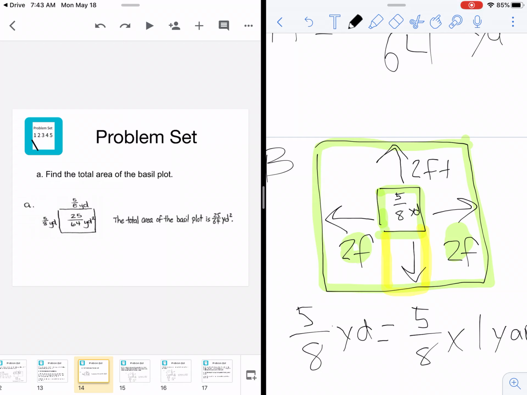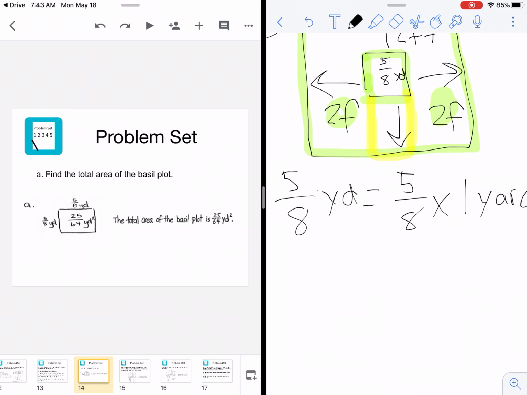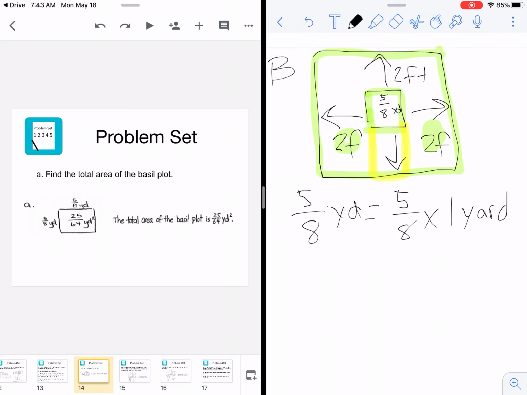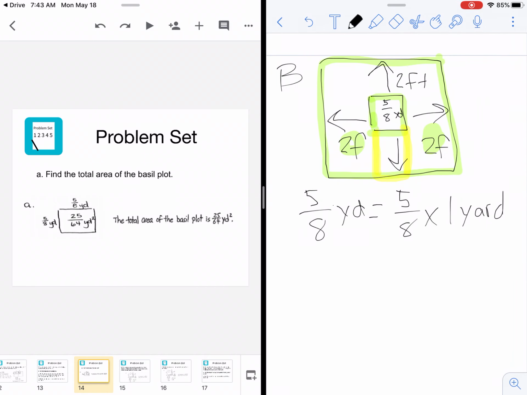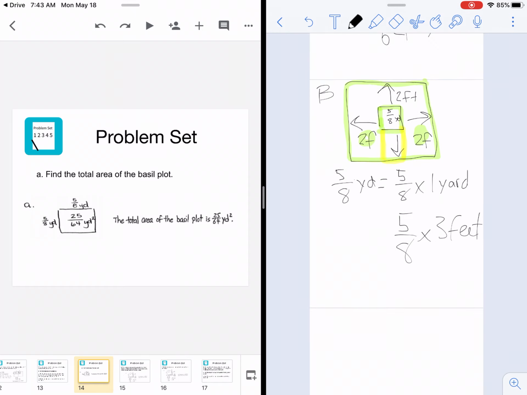Remember, now you see that we have yards and feet. So we have to know, well, what is 5/8 of 1 yard? How many feet is that, right? So 5/8 of a yard is 5/8 times 1 yard, right? 1 yard is how many feet? 5/8 of 3 feet.